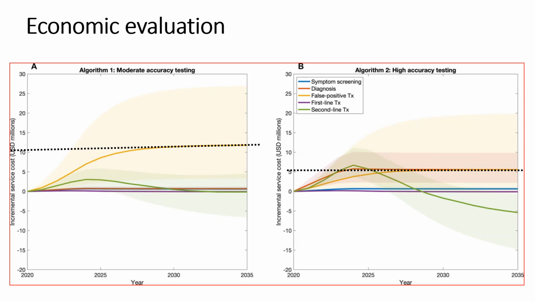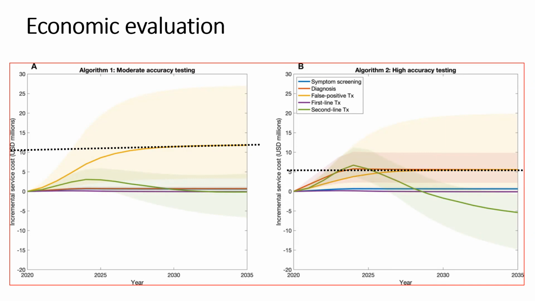So this indicates that a significant proportion of the additional cost incurred by the moderate accuracy testing strategy is attributed to treating individuals that are incorrectly diagnosed with TB. So these are the false positive cases that contribute substantially to the overall cost of the intervention.